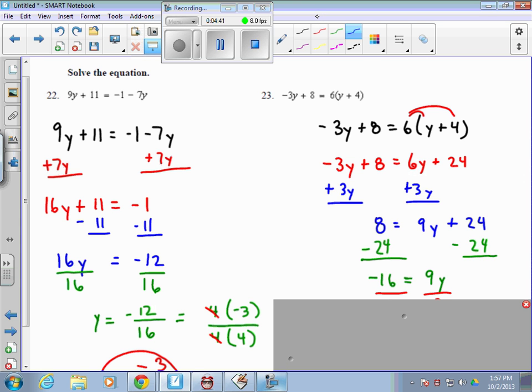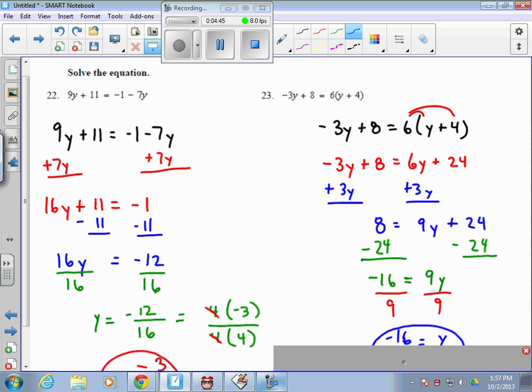So we have negative 16 equals 9y. Undo 9 times something by dividing by 9. Do the same to the left. So y equals negative 16 over 9. There's no number that goes into both of those as a factor.